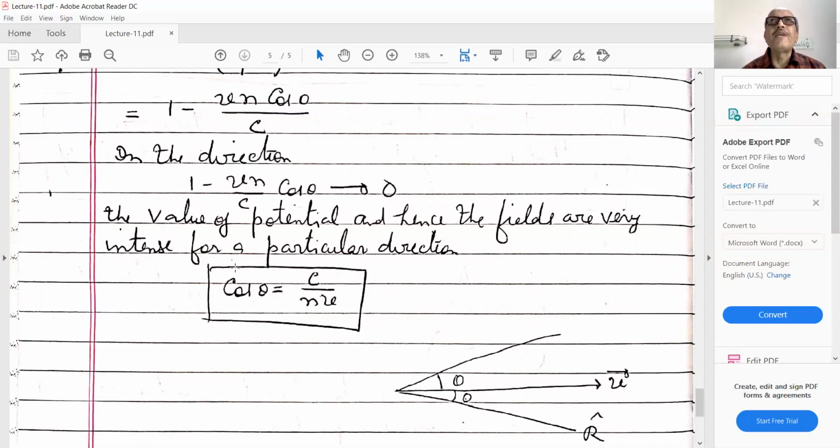Larmor's formula tells how power radiated depends upon the acceleration of the particle. We considered two different cases. The first case was when the velocity is parallel to the acceleration, and the second when the velocity is perpendicular to the acceleration. When velocity is parallel to the acceleration, the radiations are called linear radiations or bremsstrahlung radiations, and in case of a particle moving along a curved or circular path, the radiations emitted by the charged particles are called synchrotron radiations.